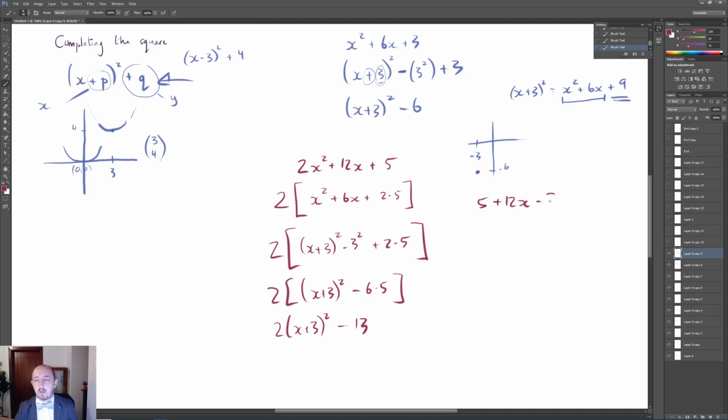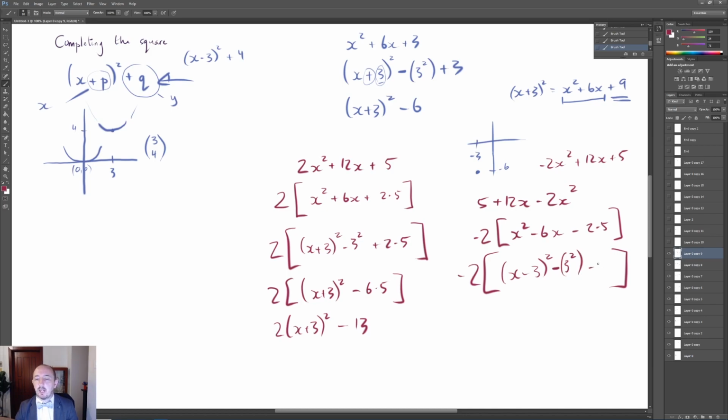And then sometimes we have something like 5 plus 12x minus 2x squared. If you've got a negative in front of the x squared, it could be a negative 1, like negative x squared. We just take that out as a factor, and I usually write it in the form of ax squared plus bx plus c, just so we don't get confused there. So minus 2x squared minus 2 times negative 6 to get positive 12x, and then minus 2.5 to get my positive 5 there. So again, we just do the usual x minus 3 squared. We're still subtracting 3 squared, and then subtracting 2.5, like that. Okay, so we get minus 2 brackets x minus 3 all squared, minus 9 minus 2.5 is minus 11.5.